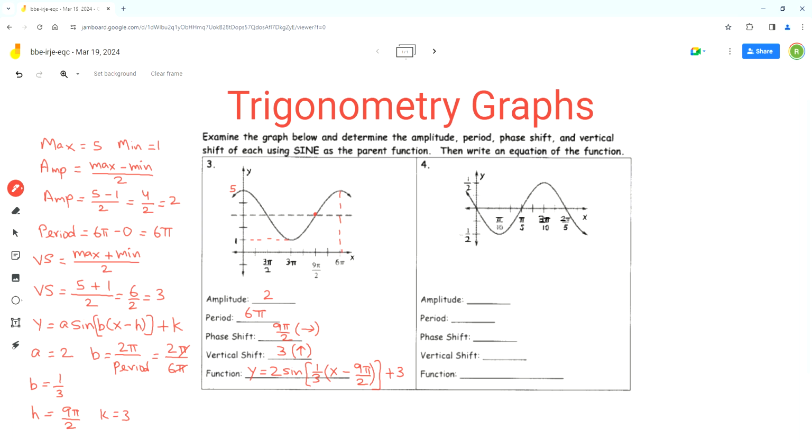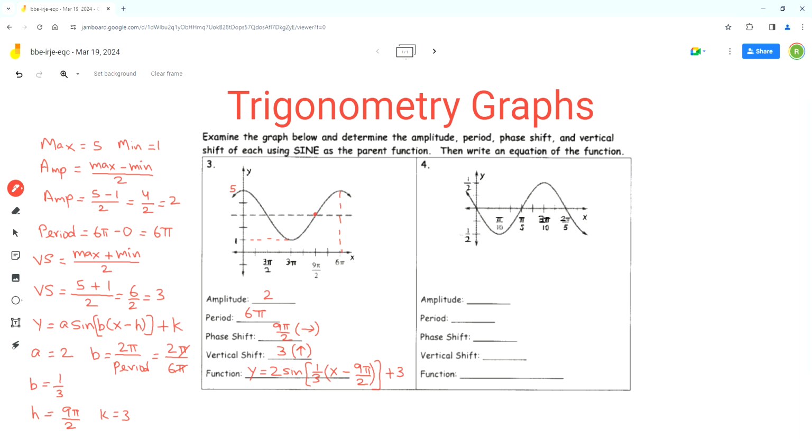So this should be the final answer for the equation of this transformed sine function. I'll just go over this value of phase shift again. As I mentioned earlier, for phase shift, we have to analyze how much the parent sine function has been moved to the left or right.